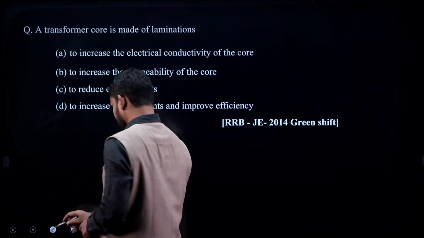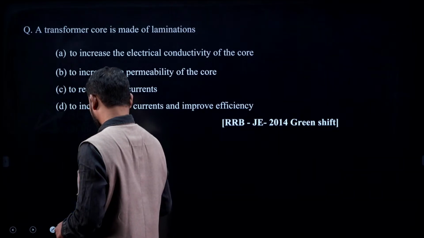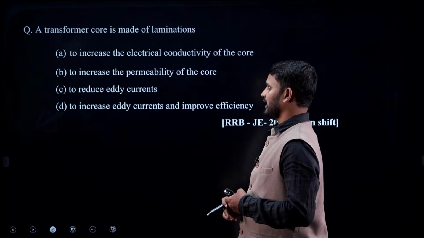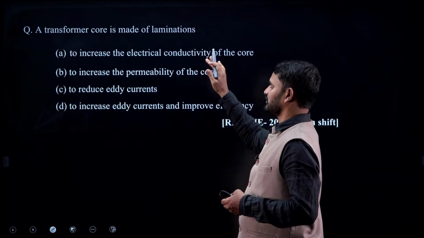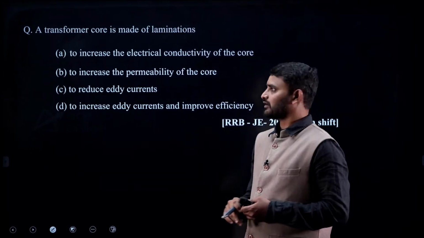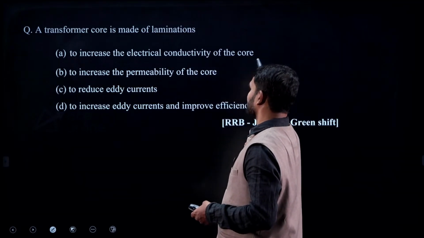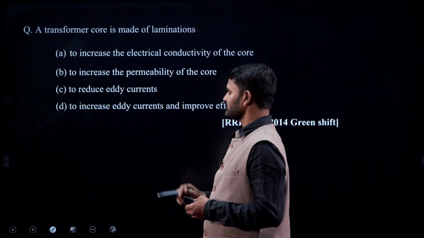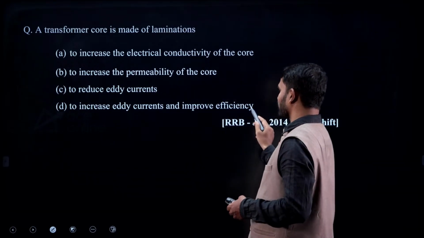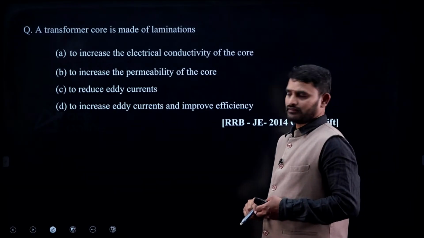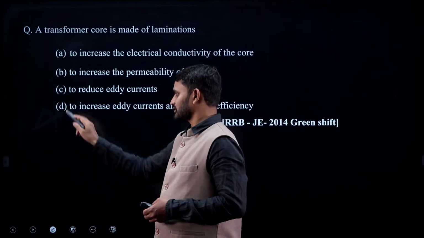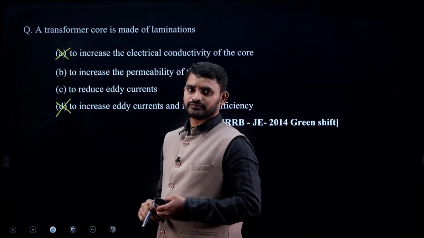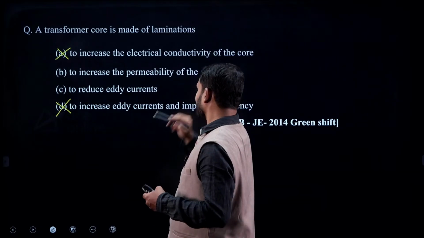Let us have a look at some questions on the core. I have a question like this. A transformer core is made up of laminations. Option A, to increase the electrical conductivity of the core; to increase the permeability of the core; to reduce the eddy currents; to increase eddy currents and improve efficiency. Will you increase the eddy currents? No, right? This is absolutely wrong. Is it to increase the electrical conductivity? No. Is it to increase the permeability of the core? No.